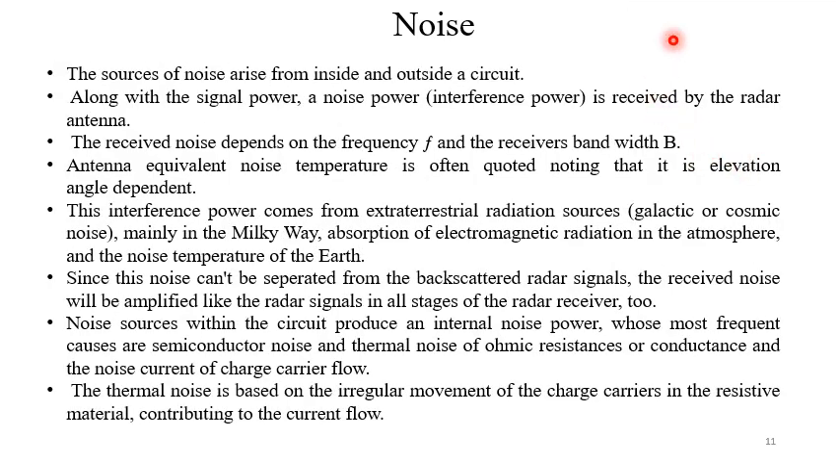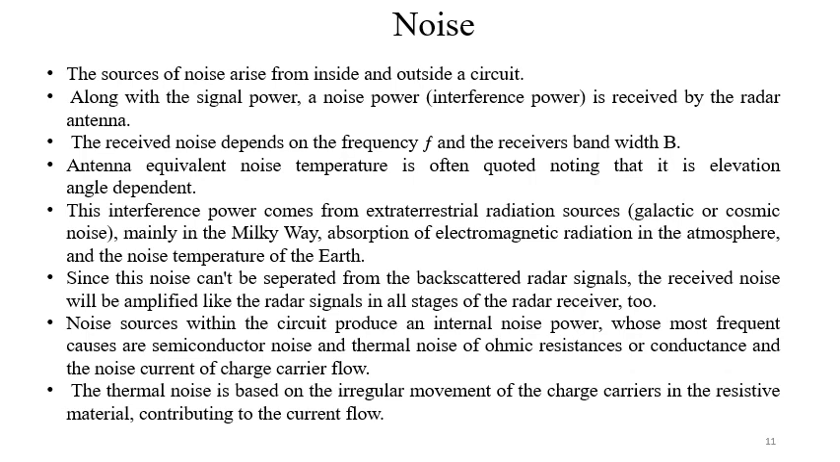The sources of noise arise from inside and outside a circuit. Along with the signal power, a noise power, that is the interference power, is received by the radar antenna. The received noise depends on the frequency f and the receiver's bandwidth b. Antenna equivalent noise temperature is often quoted, noting that it is elevation angle dependent.